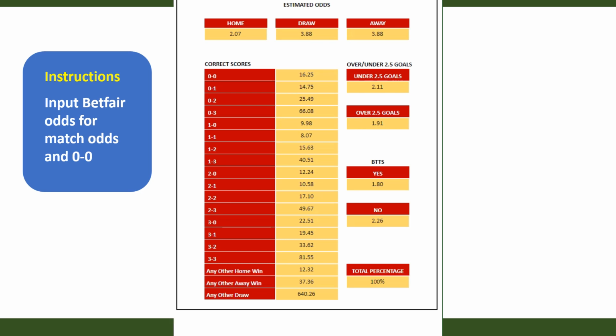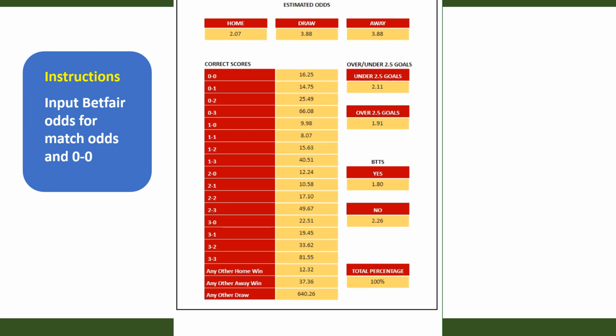It doesn't know who the teams are, whether the match is a league match, a cup match or a friendly. In play, it doesn't know how the teams have been playing, yet based on 4 numbers, the calculator can generate an accurate list of odds for other markets.